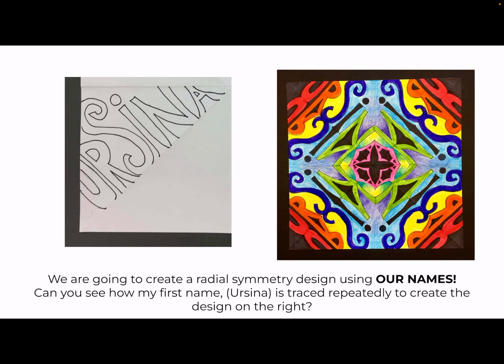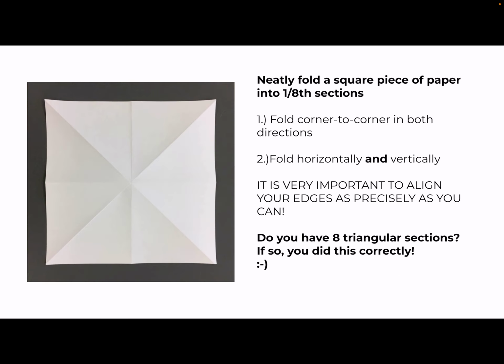If you look on the right, this is a resource from another middle school art teacher, and her name is Ursina. You can see on the left, that's her name. And on the right, if you look closely, that's repeated 8 times in a radial pattern. This is what we're doing today, or at least what we're starting today.